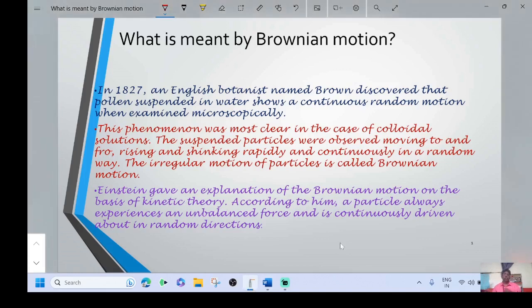Here are a few questions from the paper Statistical Mechanics. See the first question: what is meant by Brownian motion?